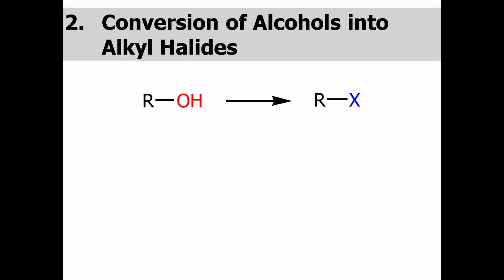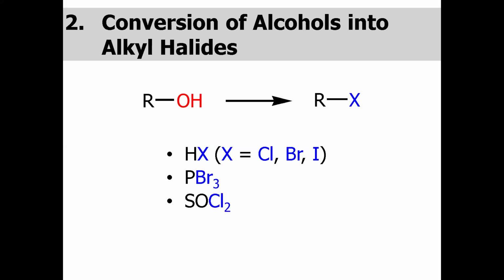These are some reactions where alcohol could be converted into alkyl halide. When alcohol is treated with HX, where X could be chlorine, bromine, or iodine, we have the alkyl halide. Similarly, when alcohol is treated with PBr3, phosphorus tribromide, we have the alkyl bromide. When alcohol is treated with thionyl chloride, we have the alkyl chloride as well.